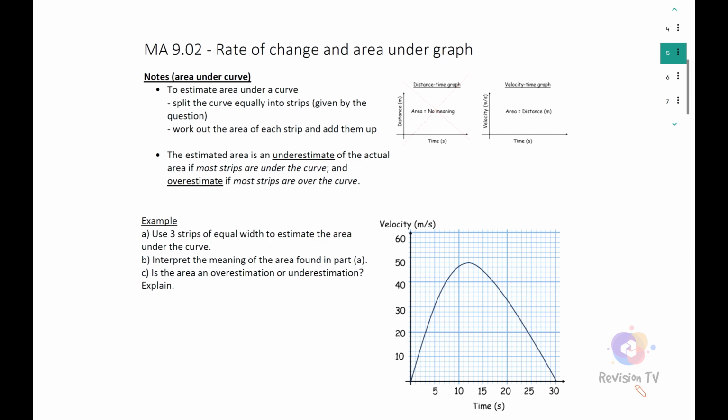To estimate the area under the curve, we're going to first split the curve into equal strips, usually given by the question, and then you're going to work out the area of each strip and add them up.